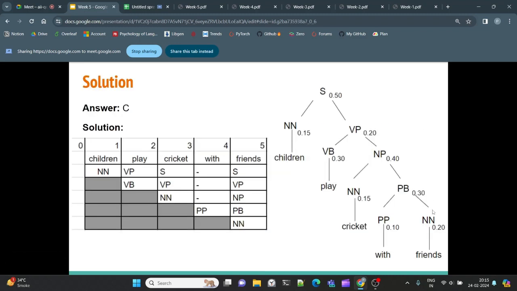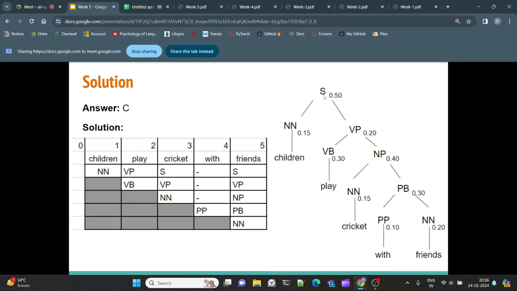So any doubt in this question? Ma'am, multiply with all values? All the values, what values? All the values like children, NN, play, BP, these all are the values. So these are the numerical values that you can see.